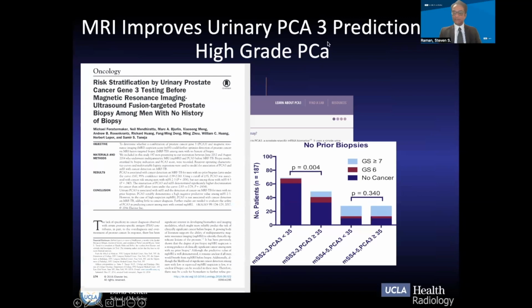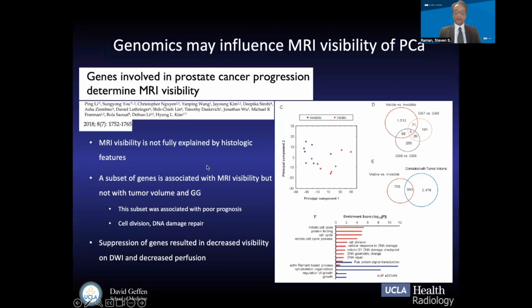This has been shown with the PCA test, where higher PIRAD scores resulted in more clinically significant disease being detected on PCA. In this paper, from Dr. Kim's group, MR visualized lesions had a much higher subset of mitotic cycle, protein folding, cell cycle, and mitotic cycle process components, as well as cell division and DNA repair, compared to MR invisible lesions.